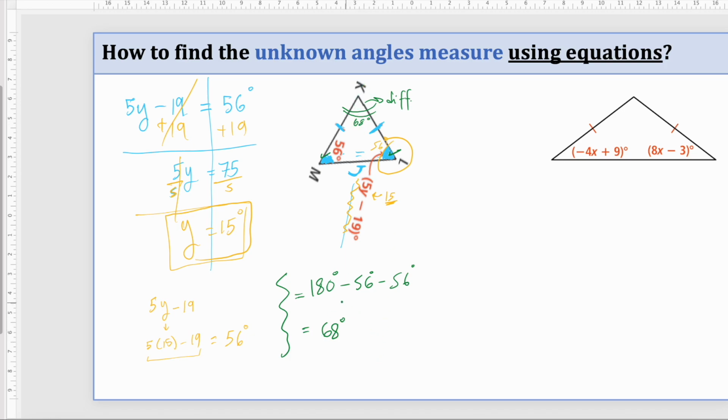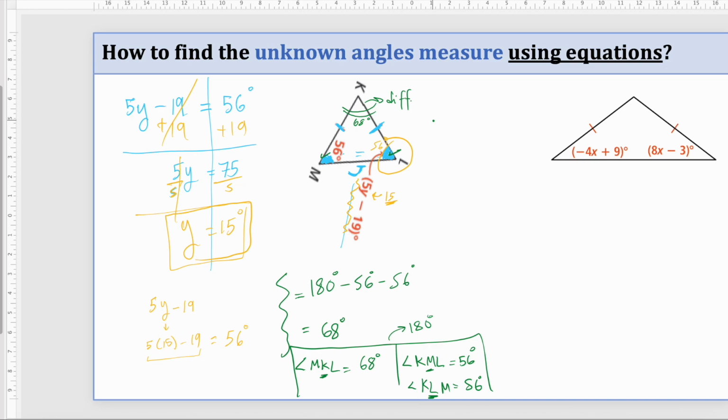So let's list down all the angles. Angle MKL, which is angle K, is 68. Angle KML, which is M, is 56. And angle KLM, which is angle L, is also 56. If you want to check if your answers are correct, you have to add all of these up, and you're supposed to get 180 degrees.